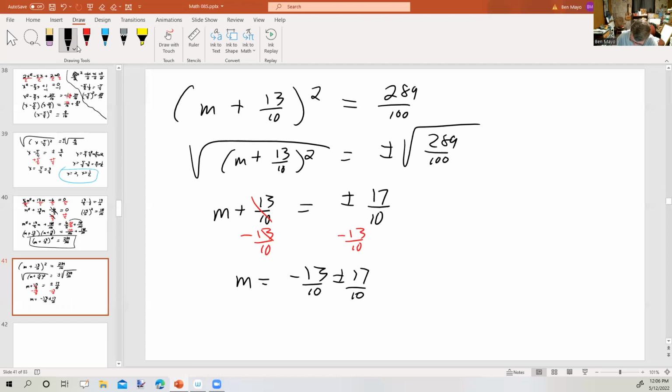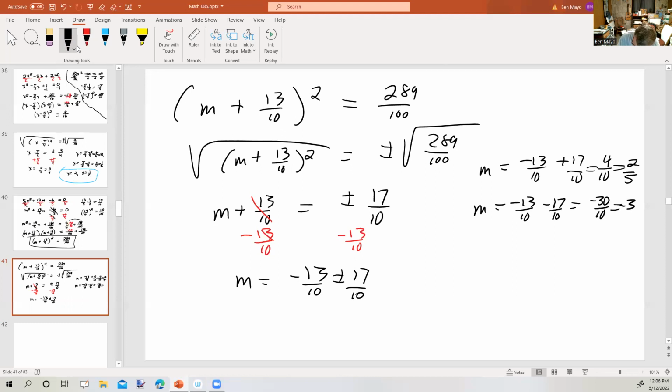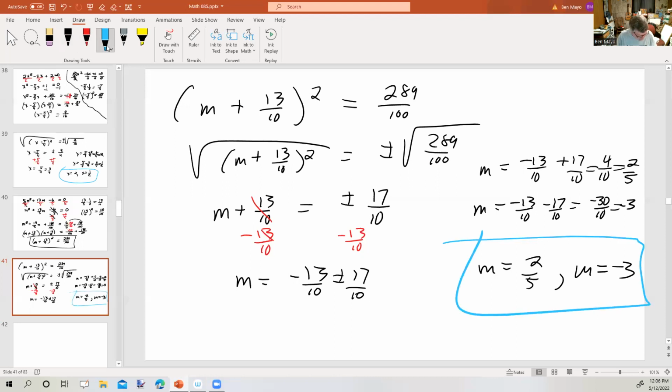Okay. So m equals negative 13/10 plus 17/10, which is 4/10, which is 2/5. Or m is negative 13/10 minus 17/10, which is negative 30/10 or negative 3. So m is 2/5, m is negative 3. Those would be your two solutions. All righty.